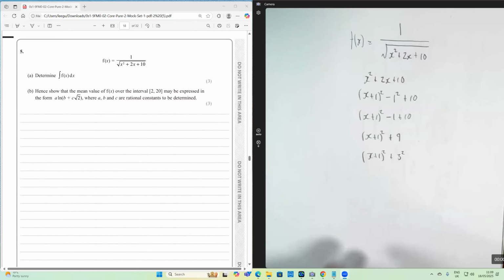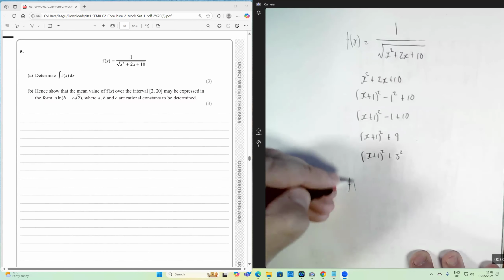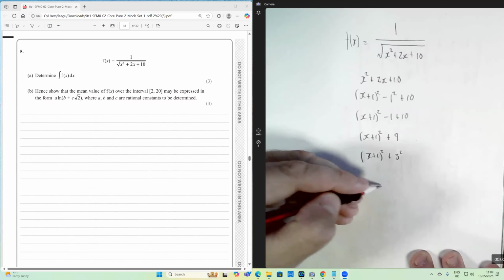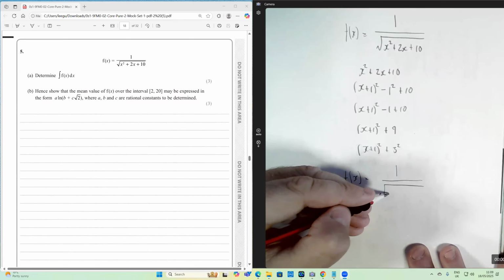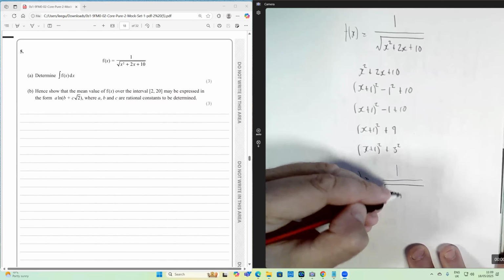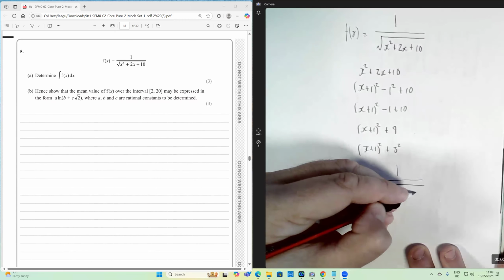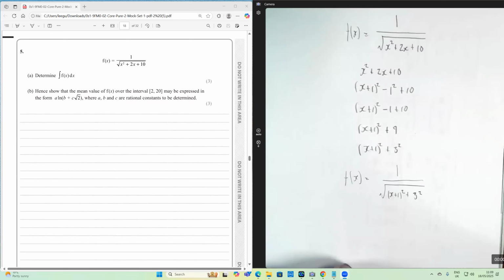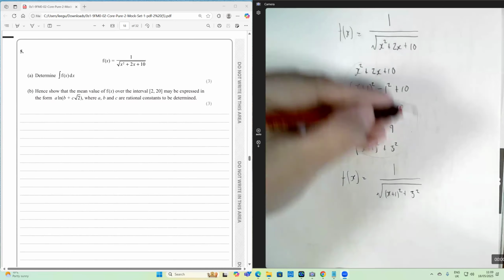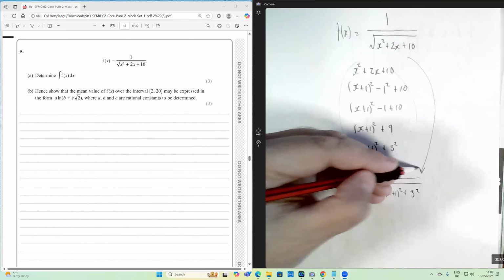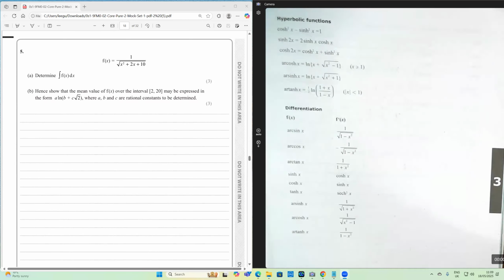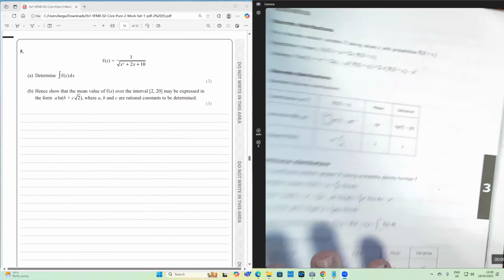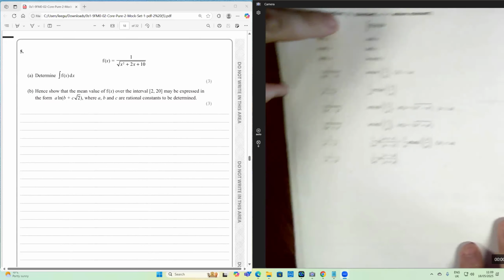Now, that's super helpful to us because we've written f of x in a form that is a lot more useful. We have x add 1 all squared add 3 squared. So we've just completed the square and rewritten it into a form where it can be recognized as using a standard result. Let's have a look in the formula booklet.